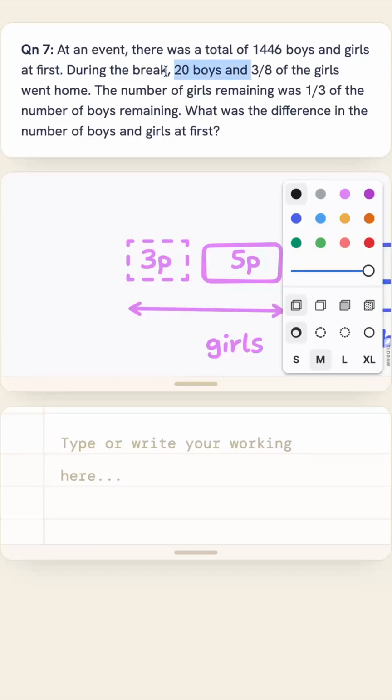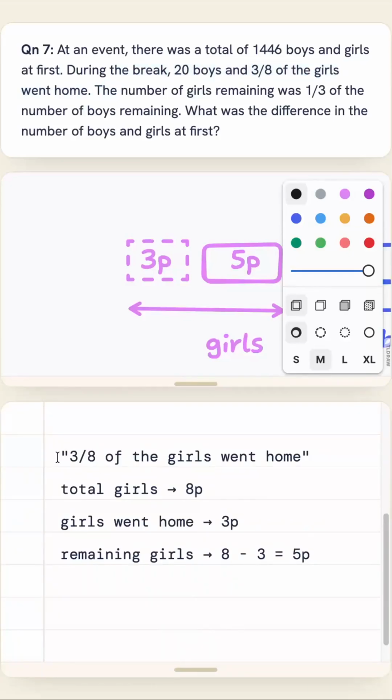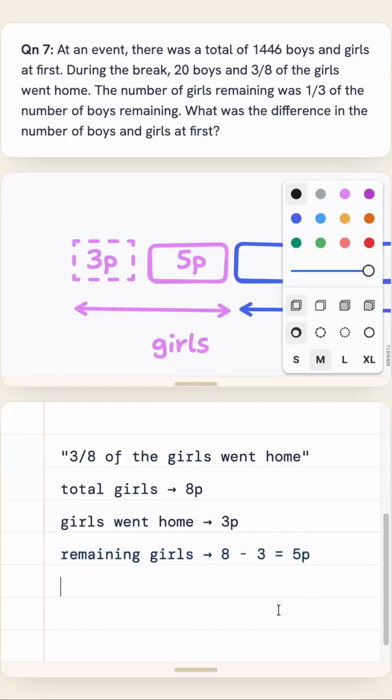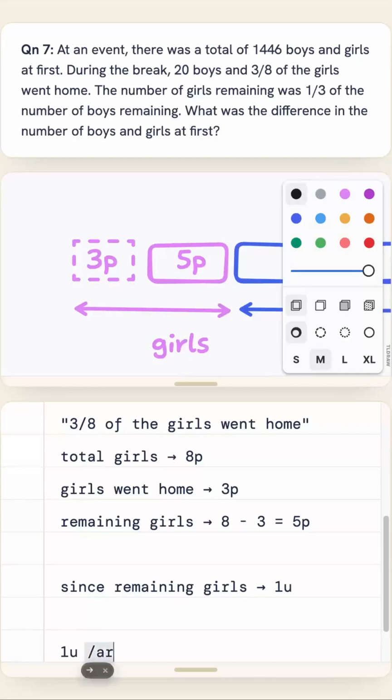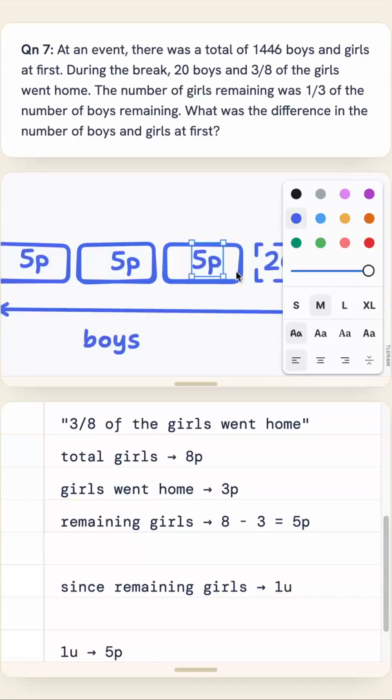So if I were to just write this down, then it looks something like this. 3/8 of the girls went home. So total girls is 8 parts, the denominator. Girls went home is 3 parts, and the remaining girls is 5 parts. Since the remaining girls is 5 parts, and the remaining girls is 1 unit, that means 1 unit is equal to 5 parts. So we can just put in the 5 parts over here. That's what we see over here. So 5 parts, 5 parts, 5 parts.